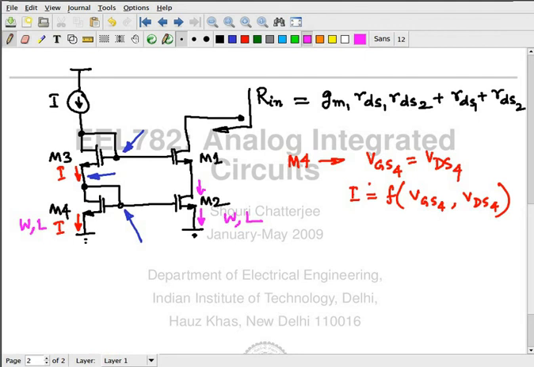And what about M1? Now, what's the potential at the source of M1? Let's look at this particular potential at the drain of M2, source of M1. Now notice, the gate of M1 is a fixed voltage. Okay? The current through M1 is almost, okay, the current through M1 is equal to the current through M2. Agreed?